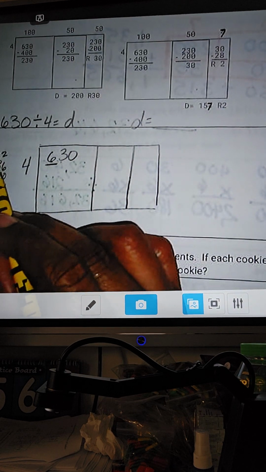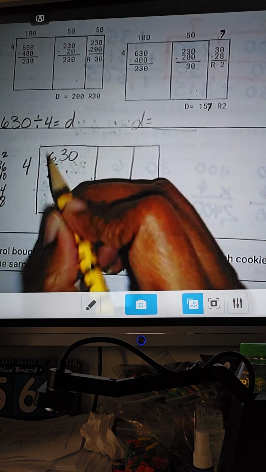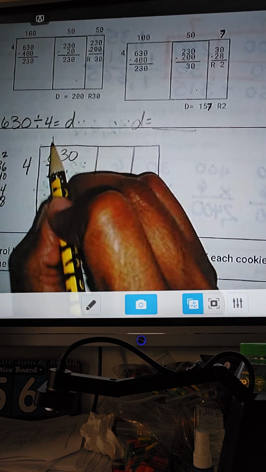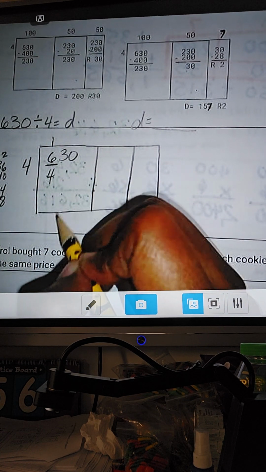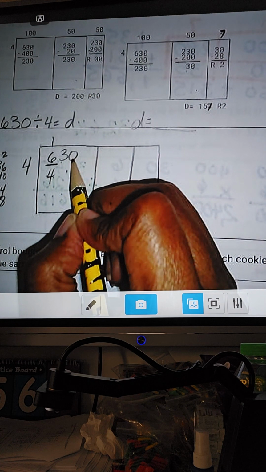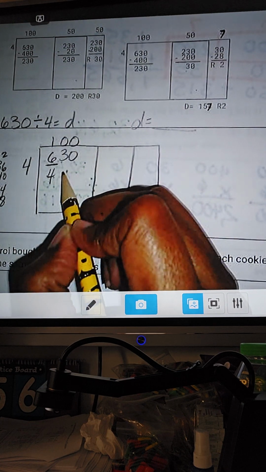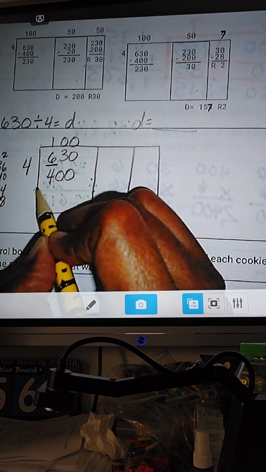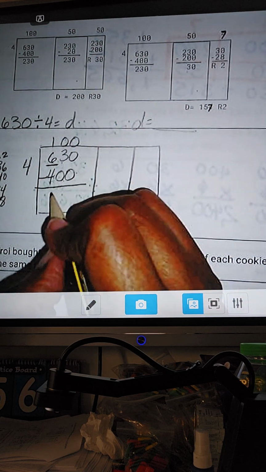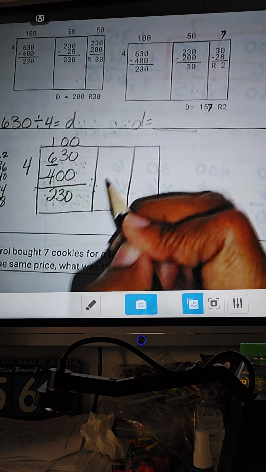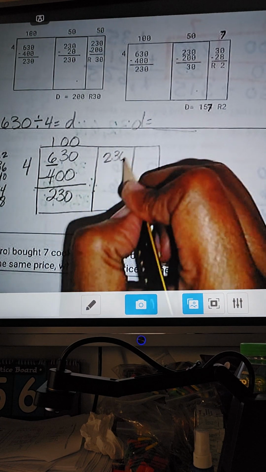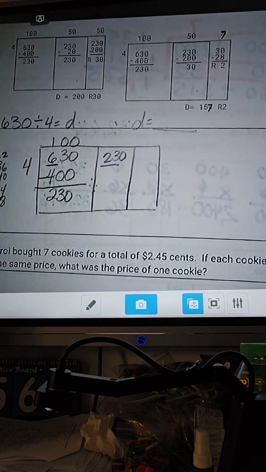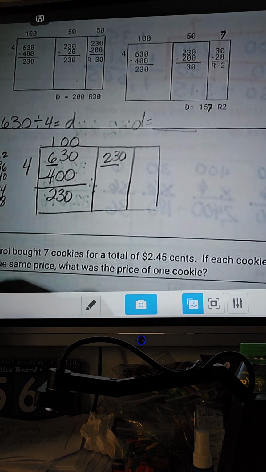What's as close to 6? It's the 4. I know that 4 times 1 is 4. I didn't underline the 30, so zeros over and under. 4 times 100 is 400. Subtract it. It leaves 230. 230 goes to the top column. Underline 23. Look over here.